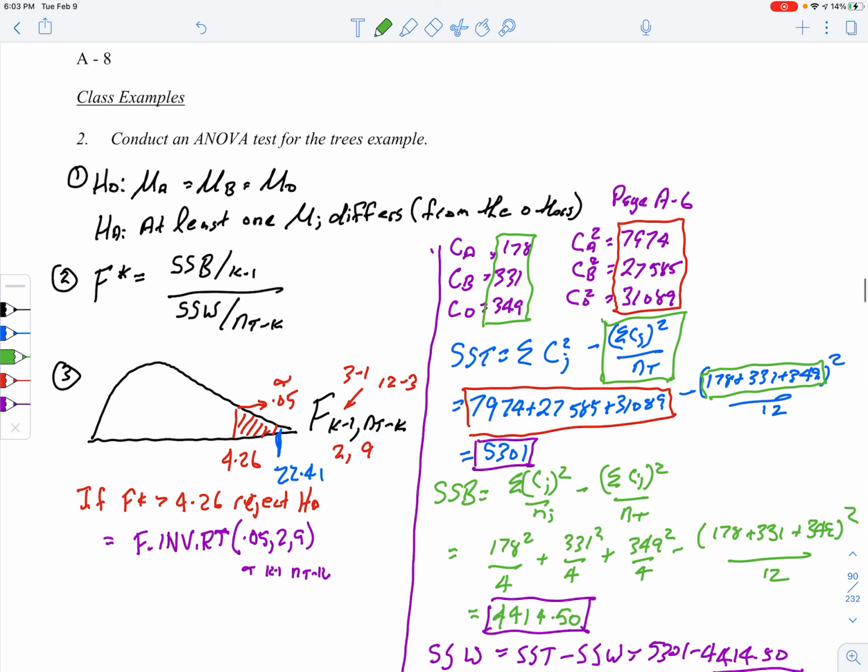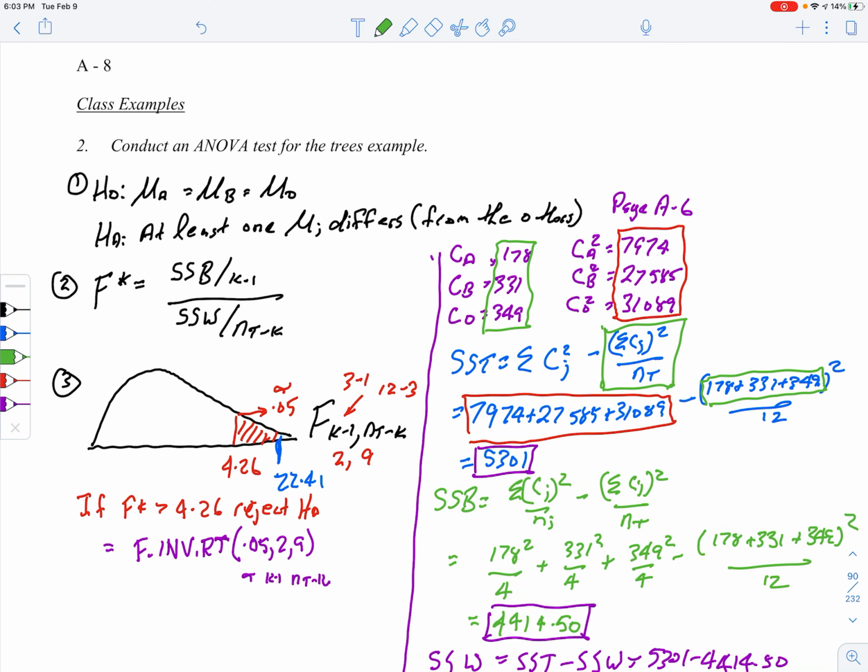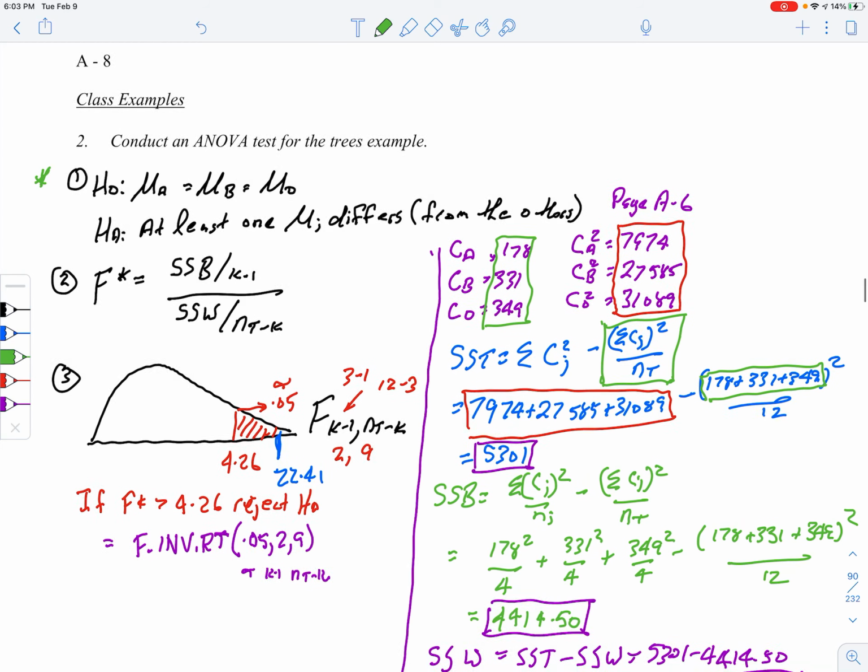Hi ladies and gents, we are continuing on here with this problem, the trees example in ANOVA. So we were looking at, is there a difference between the average height of the trees of Alberta, BC, and Ontario trees? This was what we looked at in the last video. We did a hypothesis test of mu for A is equal to mu for B is equal to mu for O against the alternative that at least one differs.